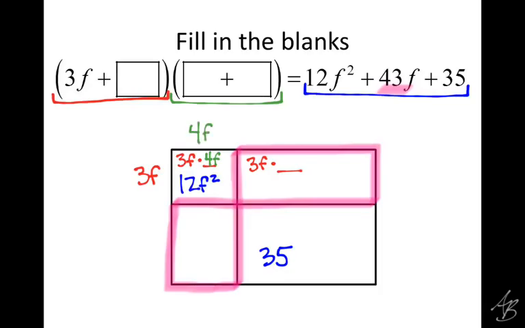And then I also know, since the width of this rectangle is 4f, what other rectangle has a width of 4f? The one right below it, right? Those are the same width. So this one's going to be something times 4f.